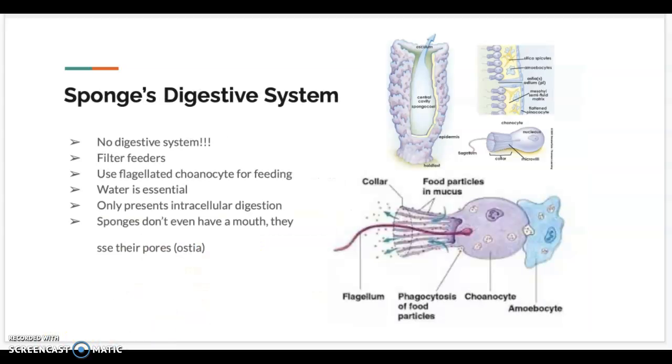And lastly, we have the digestive system of a sponge, which is the most different out of the three, and it's a bit more unusual. To start, you can see right here that sponges actually don't have a digestive system. They are what you call filter feeders, meaning they use this kind of filtration mechanism to strain small organisms or food particles from their surroundings.